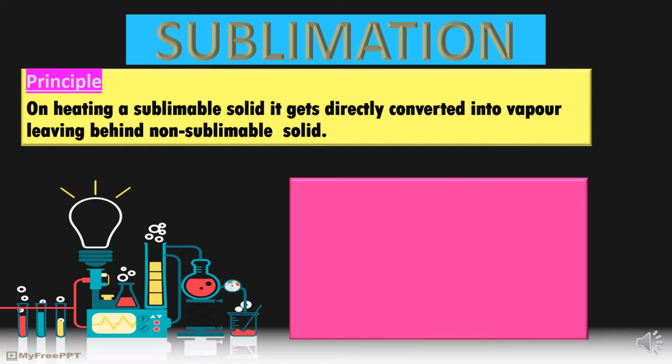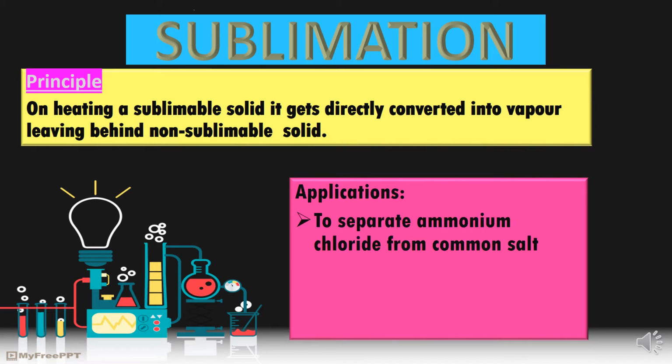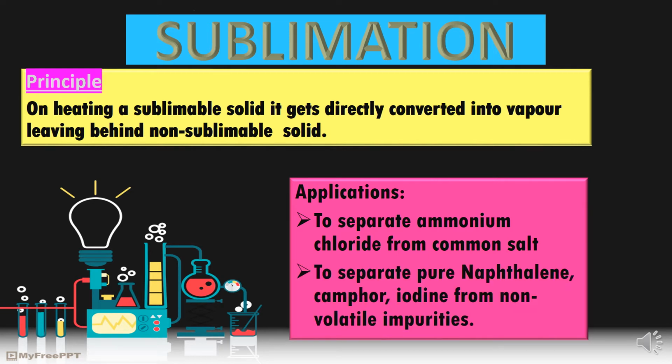The applications of this method are: firstly, we can separate ammonium chloride from common salt, and we can also separate pure naphthalene, camphor, and iodine from non-volatile impurities. If these compounds are present with some impurities and we need to separate them in pure form, then the sublimation method is applied.